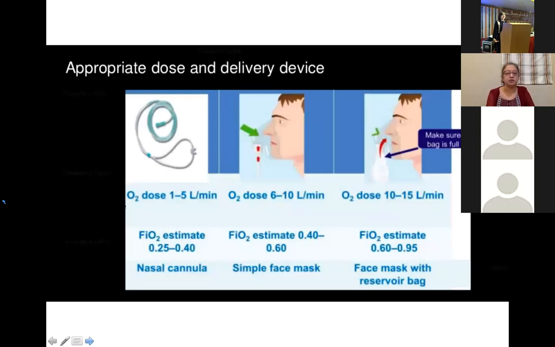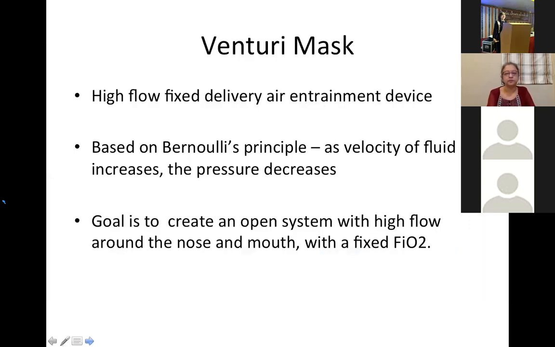So with a nasal cannula, 1 to 4 liters, they say 5, but I would say 4 liters, the FiO2 estimate is 0.24 to 0.35. In a face mask, 6 liters, the estimate is 0.4 to 0.6. And in a non-rebreathing mask, it can be 10 to 15 liters and up to 100% FiO2 with a reservoir bag. So that is what makes it simple, and how much we need to deliver for these patients.